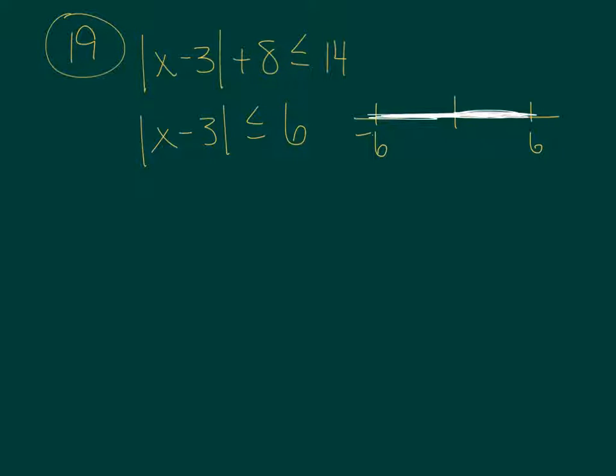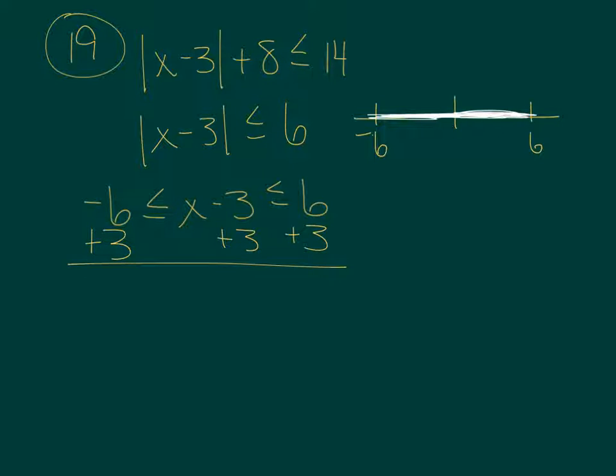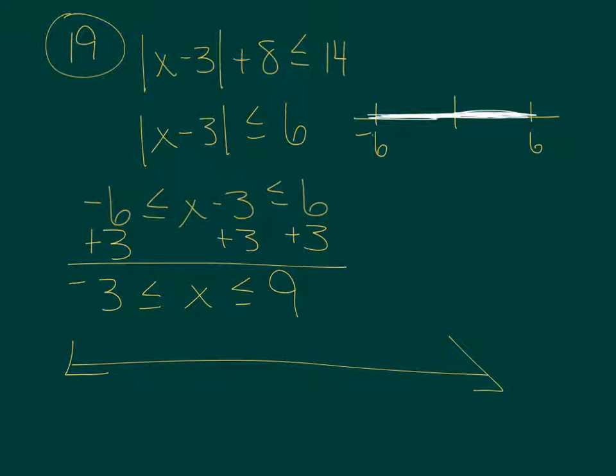So that means we take what's inside that absolute value and we set it between 6 and negative 6, because when we looked at what numbers had an absolute value of less than 6, it was between 6 and negative 6. We solve, we add 3 to all three parts. And we get that. I'm going to let you graph that, okay? You know how to graph that. Closed circles on negative 3 and 9 and shade everything in between.